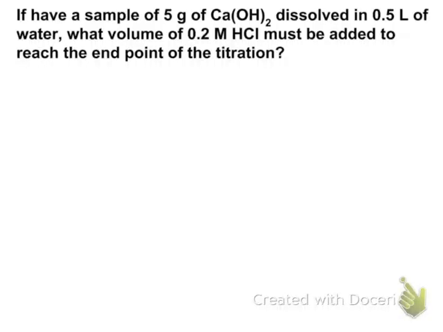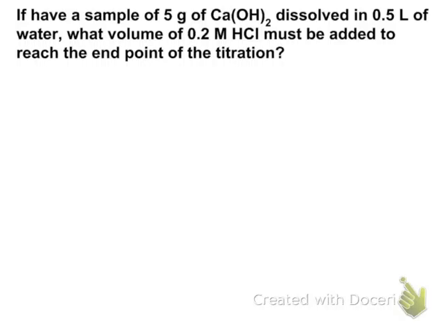Hopefully you tried these on your own. I did warn you they'd be a little bit trickier than what you'd seen already. This one says, if I have a sample of 5 grams of calcium hydroxide dissolved in 0.5 liters of water, what volume of 0.2 molar hydrochloric acid must be added to reach the endpoint of the titration?